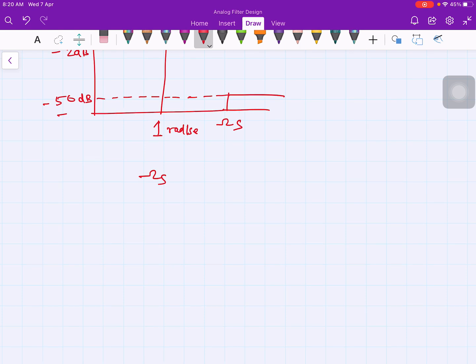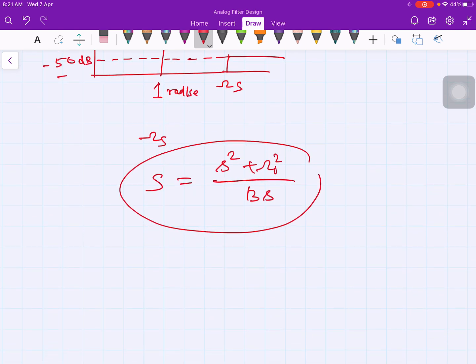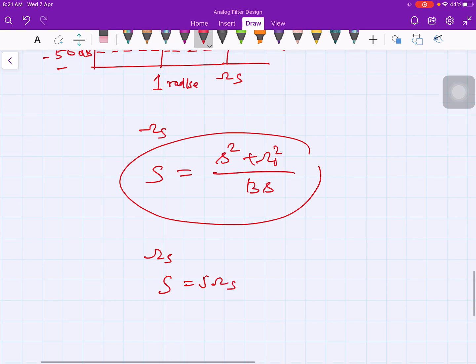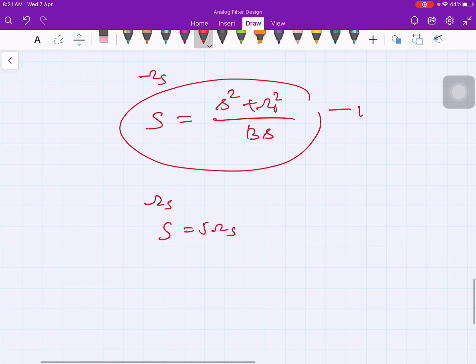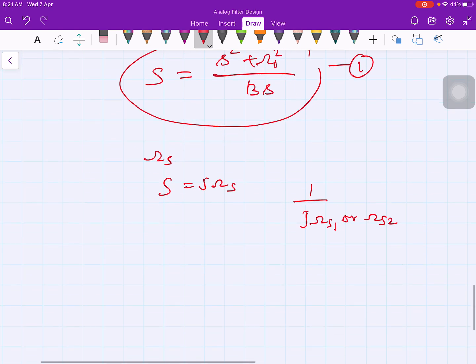Generally, don't take shortcuts. You have to appeal to the basic relationship. What is the basic relationship? The basic relationship is capital S is equal to s squared plus omega naught square divided by Bs. So this is the basic relationship and we are trying to find out omega s. If I put capital S equal to j omega s, then let me call this equation number 1, and on the right side of equation 1 we will have 1 by j omega s1 or omega s2. The omega s corresponds to omega s1 or omega s2.